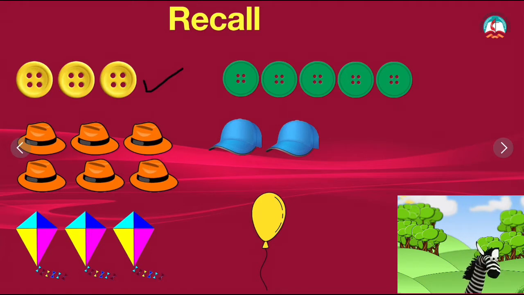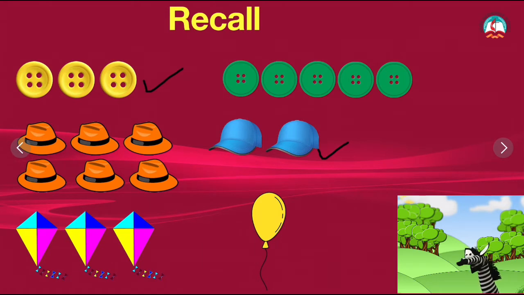1, 2, 3, 4, 5, 6. Now, how many caps do we have? 1, 2. So, which is less, friends? Hats or caps? Caps. Very good. Now, I am marking a tick.